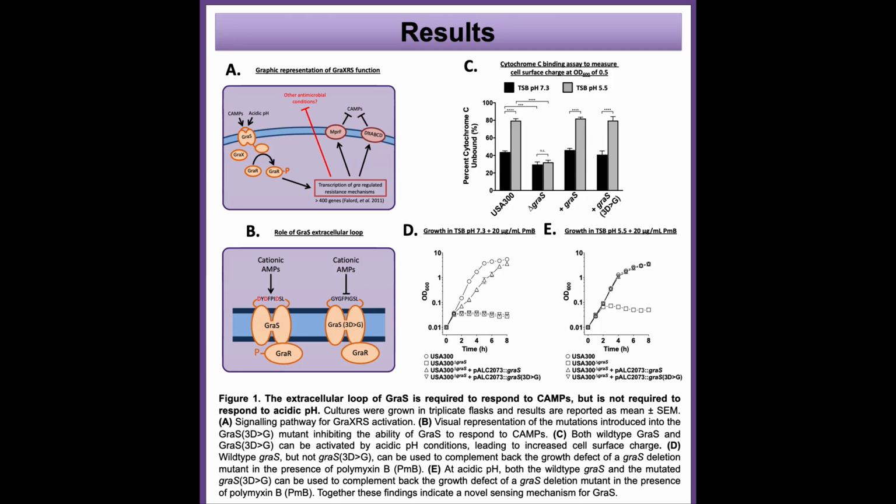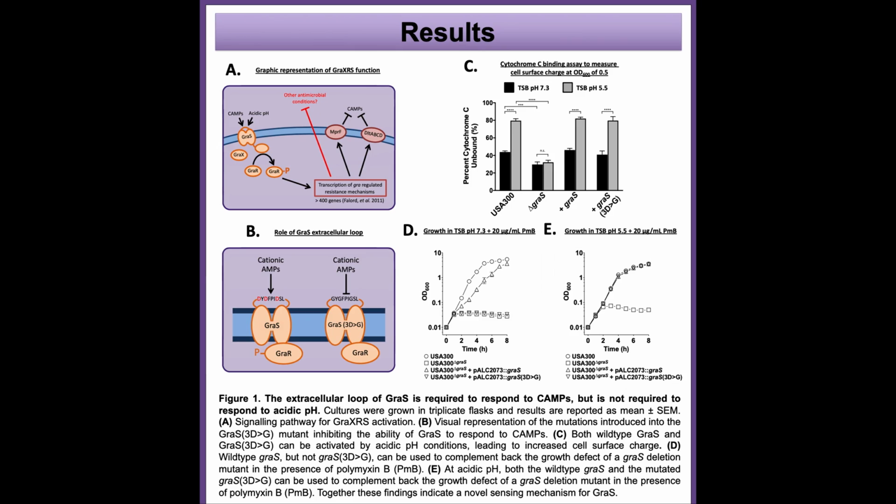In Figure 1, what we see is a graphic representation of the GraXRS system. As you can see, cationic antimicrobial peptides or acidic pH are able to activate GraS signaling. This leads to the phosphorylation of GraR, which then leads to the transcription of a variety of different resistance mechanisms. And together, these can create a positive cell surface charge, and this will repel cationic antimicrobial peptides.